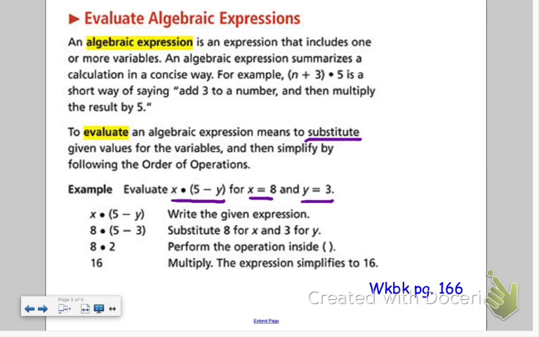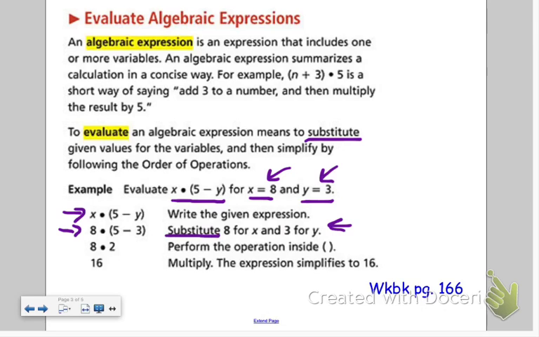So here's our expression. Next, we're going to do what we call the substitution step. Anytime I see an x, I'm going to put an 8 in its place. Anytime I see a y, I'm going to put a 3 in its place. So that's substituting the 8 for the x and the 3 for the y. So now it looks like this. All I did was rewrite the expression, but instead of x I put 8, instead of y I put 3.